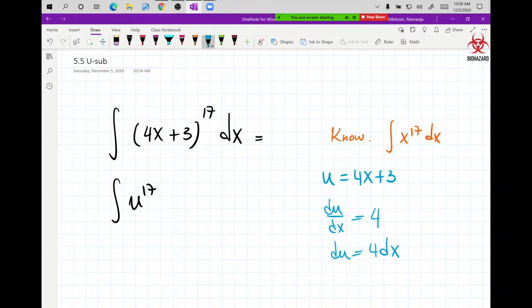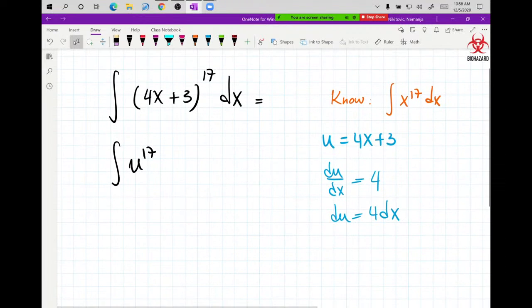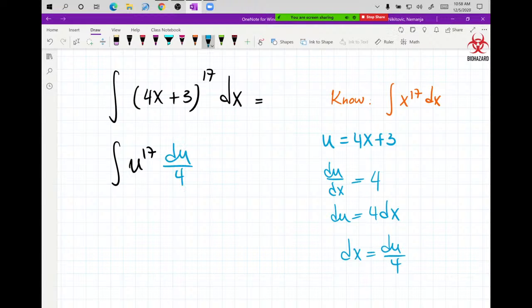Now remember, I'm replacing dx. So solve for dx so you can just plug it in and you get du over 4. So du over 4 goes in here, and that creates the integral 1/4 integral of u to 17 du. And now you transformed your mess of the integral up there into a basic 4.9 integral on the bottom.